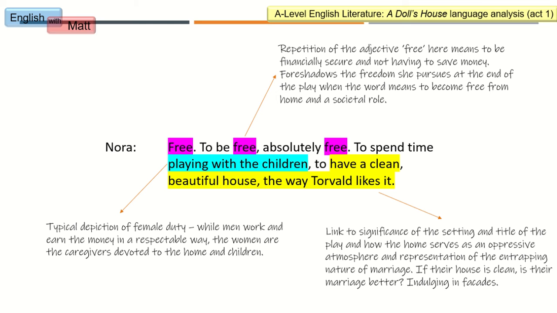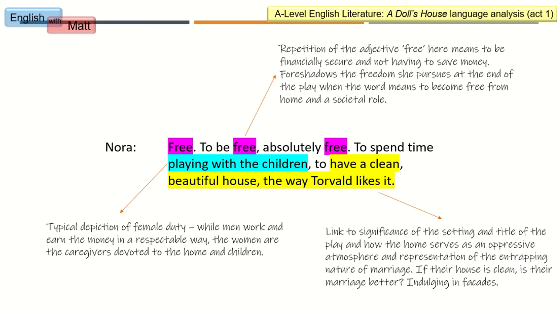So free in this act means financially free. In other words, to have enough money that you don't have to live in poverty or make careful decisions about your spending. But towards the end of the play, free, of course, takes on another meaning: to emancipate yourself from the house in a democratic fashion, which Nora does. Nora as well mentions the fact that she plays with the children, and of course it's a typical depiction of female duty of the time. So while men work and earn the money in a respectable way, the women are left in the home as caregivers, devoted to the home and the children. So it's again showing how men and women seem to exist in completely separate spheres at the time.